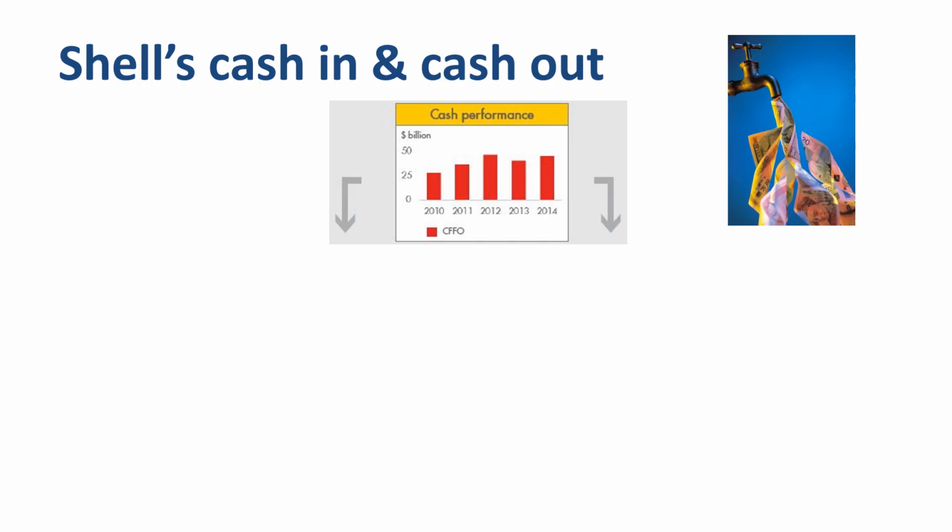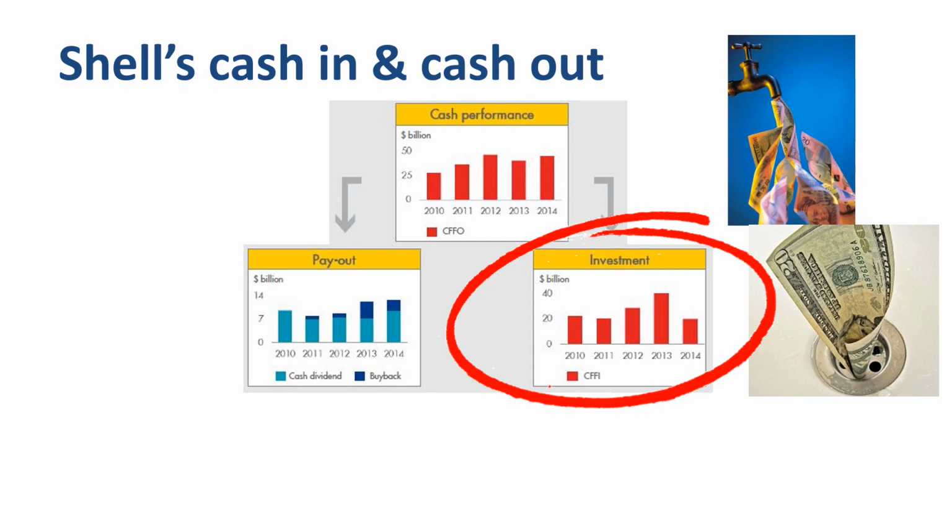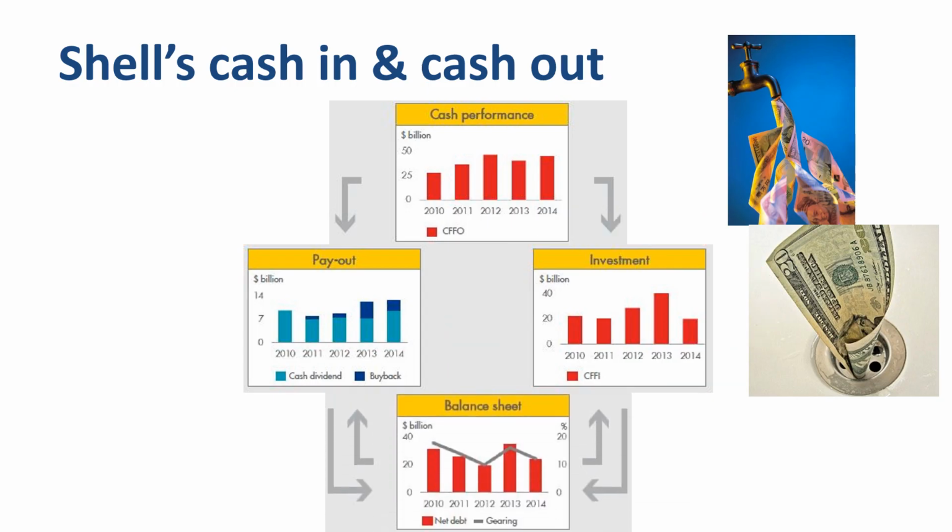It pays out dividends to shareholders and buys back shares, up to 13 billion in 2014 in total, and has very large capex or capital expenditures with a peak of 40 billion in 2013. By keeping a healthy balance between cash inflow from operating activities and the cash outflows from financing activities, dividends and investing activities, capex, Shell at the same time was able to keep its balance sheet healthy.